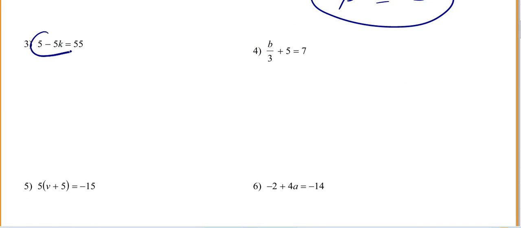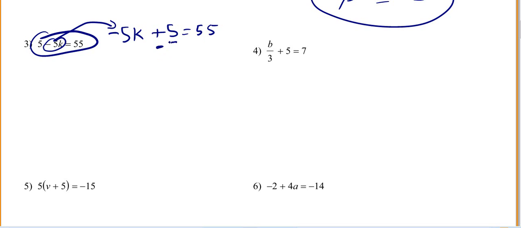Okay, let's look at this one. Sometimes people get confused because the variable's not first. If you want to rewrite it as negative 5k plus 5 is equal to 55, there's nothing wrong with that. If you feel better about this problem, go ahead and do it. Just remember, if you're subtracting a 5k and you move that out front, it's got to be a negative 5k. So if you rewrite it this way, you want to subtract 5 from both sides. So now we're left with negative 5k is equal to 50.